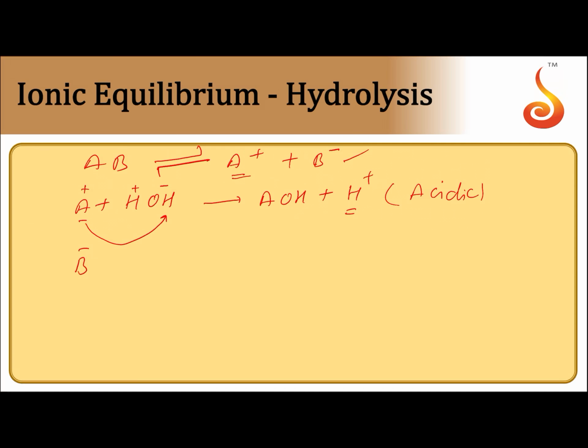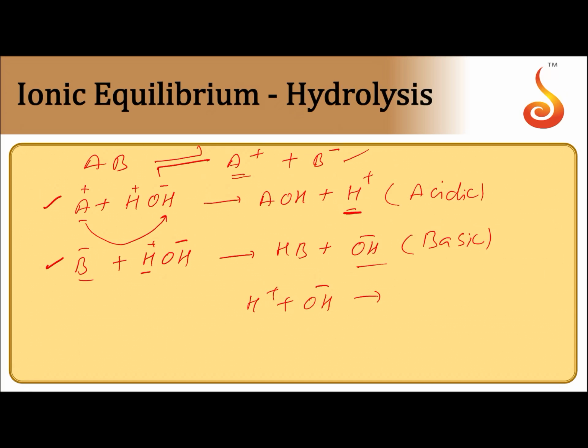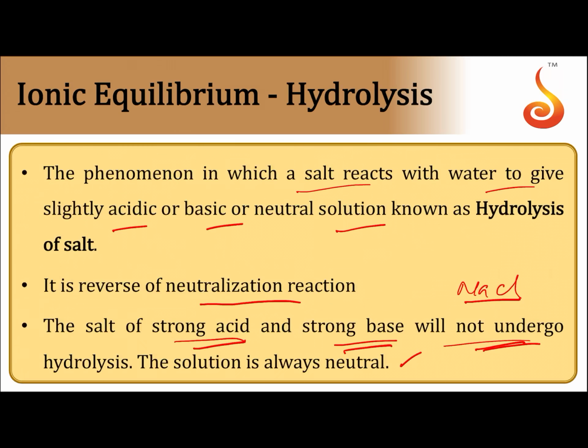Suppose B minus is a strong conjugate ion. So B minus plus water, H plus and OH minus, these two react, it forms HB and releases OH minus, and thereby it is going to be basic in nature. Suppose both of them react with water, you are going to get H plus as well as OH minus. In turn, these two combine to form a water molecule. Then such a solution is going to be neutral.